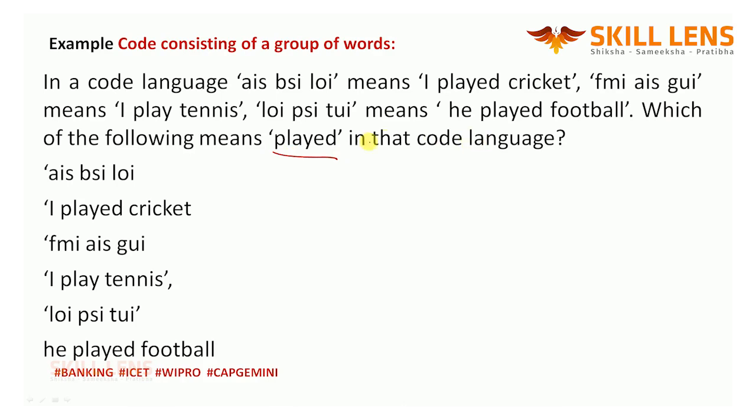First, it may be a 1 mark question, it may be a 5 marks question. When you come across a 5 marks question, you have to figure out the code for I, the code for played, the code for cricket, because they will give a lot of questions. When it is 1 mark, you should be smart.